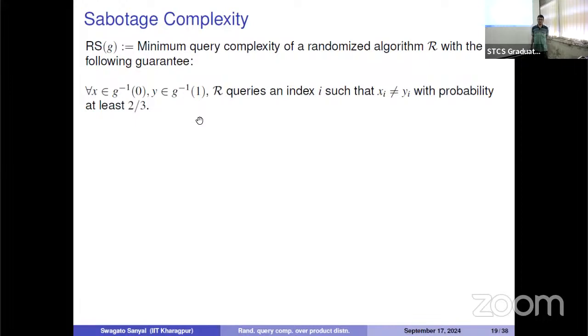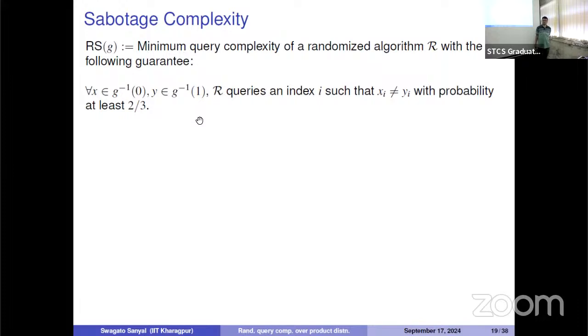So R queries some index set on which X and Y differ with probability at least 2/3. So the probability guarantee holds for every pair X and Y, and the probability is over the randomness of R.